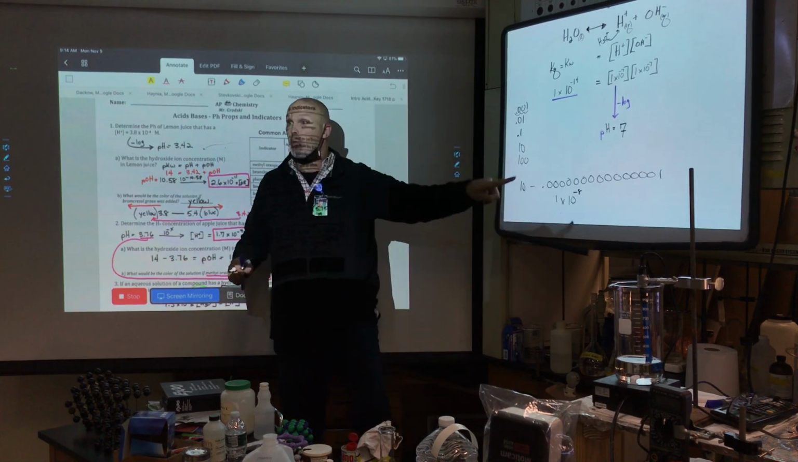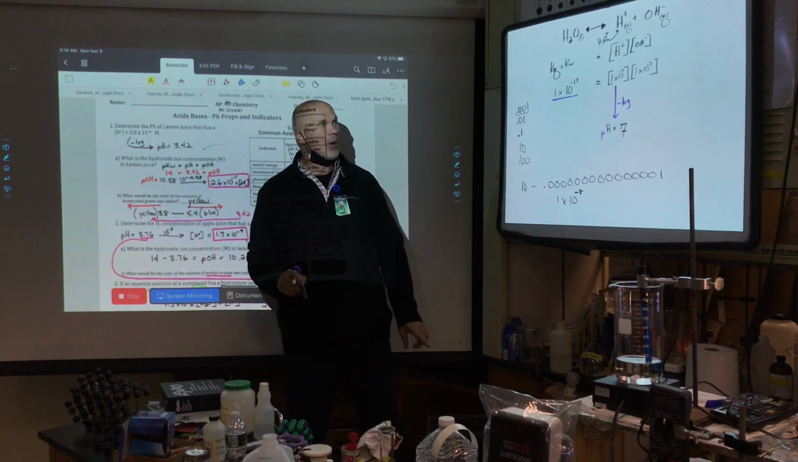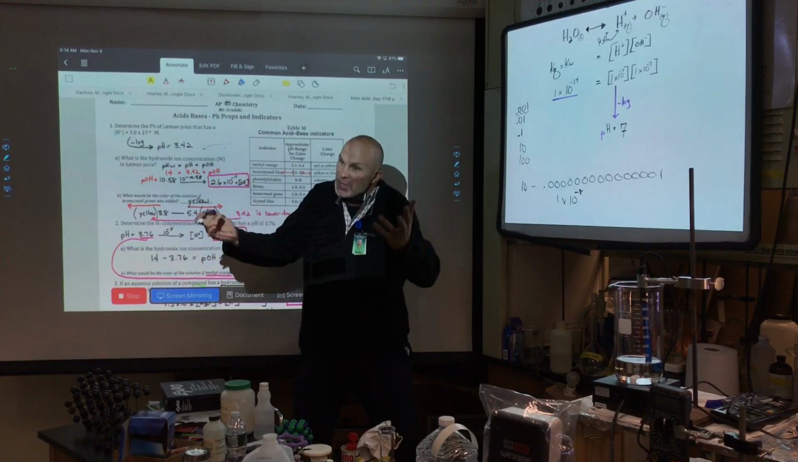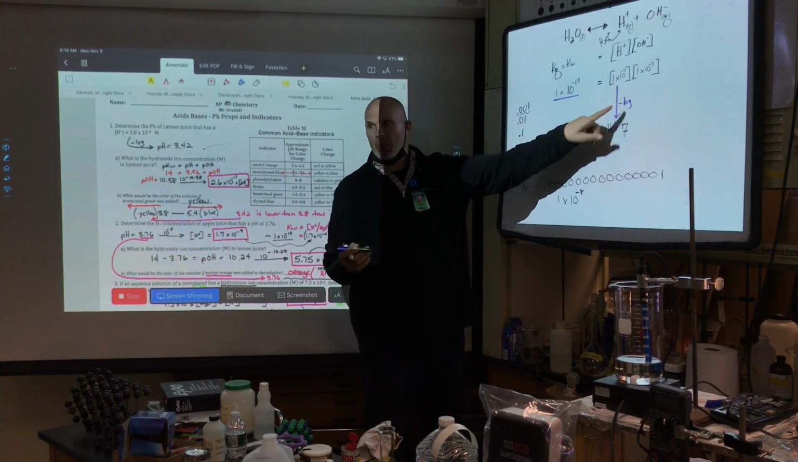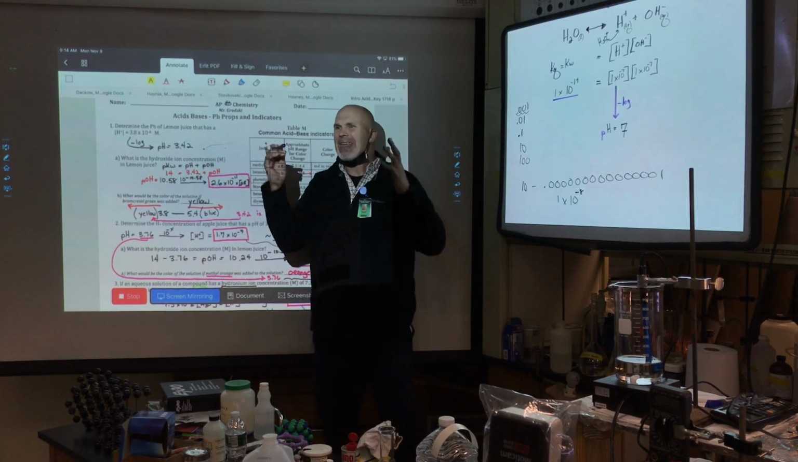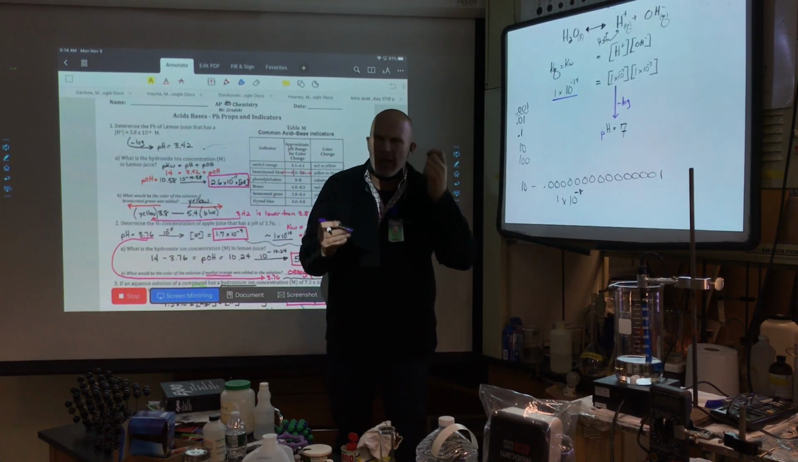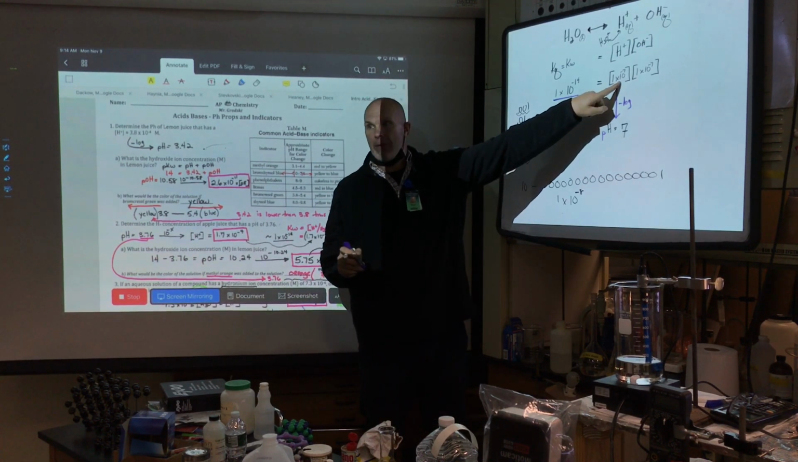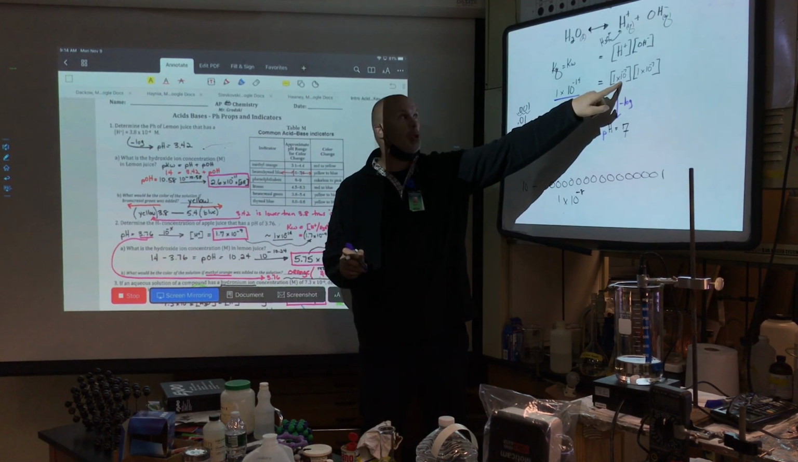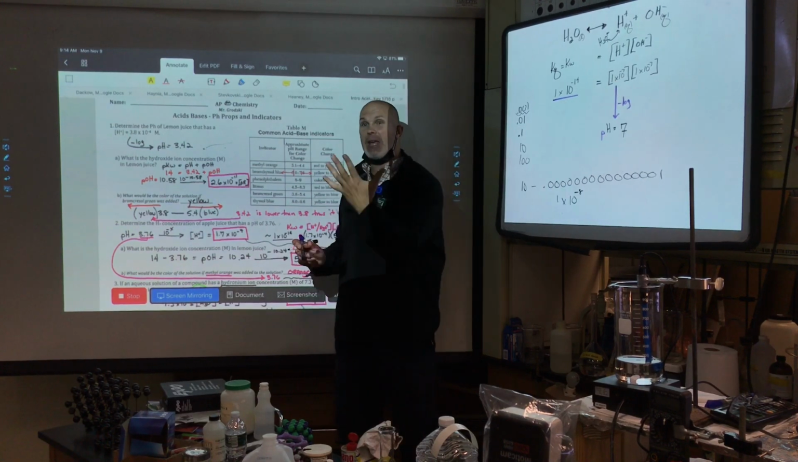This one's easy because it's 1 times 10 to the negative 7. Oh, and people don't like negatives, so what do we do? We times it by a negative 1. So when I say log of something, take that number and put it into the exponent base 10. It's easy. You can do it by hand if it's 1 times 10. If it's 2.2 times 10 to the negative 7, you need your calculator.